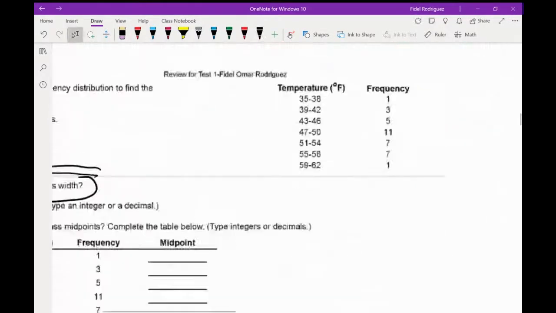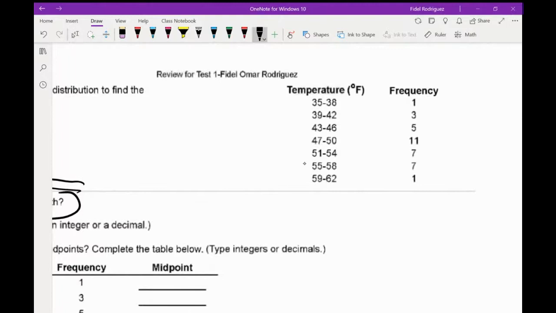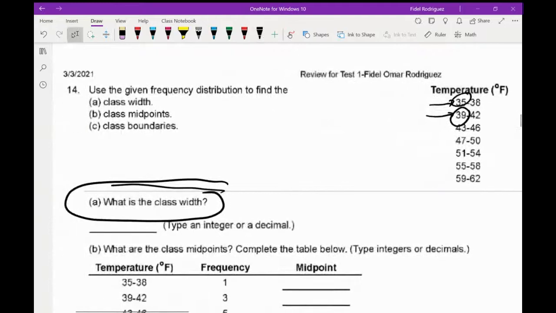So I'm going to come back to this problem here. How did I get from 35 to 39? How much did I have to add to 35 to get to 39? Anybody know? Yeah, we had to add 4, right? Cool. So right here, what's my class width? We're going to put the number 4.